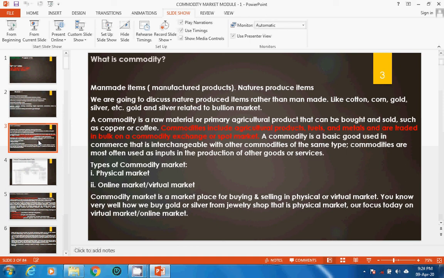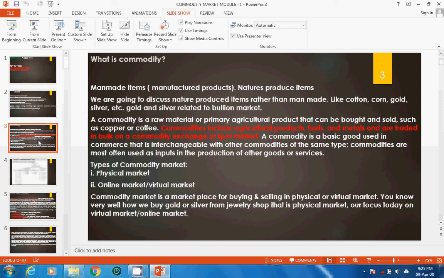So what's commodity? As you know very well, there are two types of products which are produced: nature's produced items and man-made items, that is called manufactured. So our discussion is focusing on nature produced items rather than man-made items, like cotton, corn, gold, silver, etc. Gold and silver are related to the bullion market.